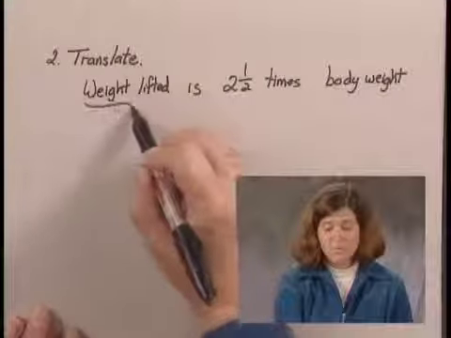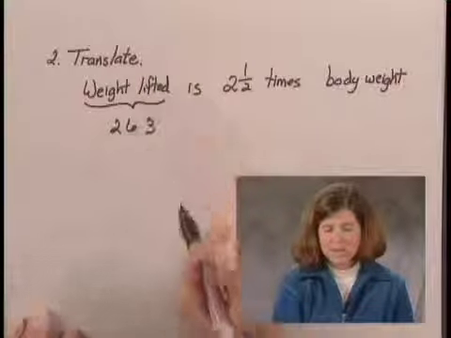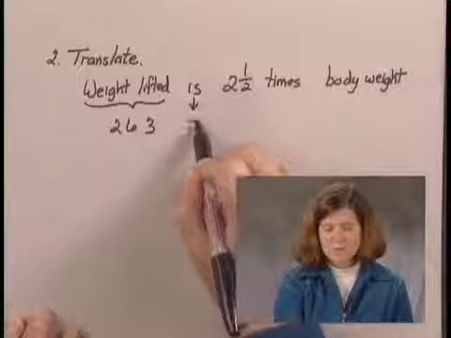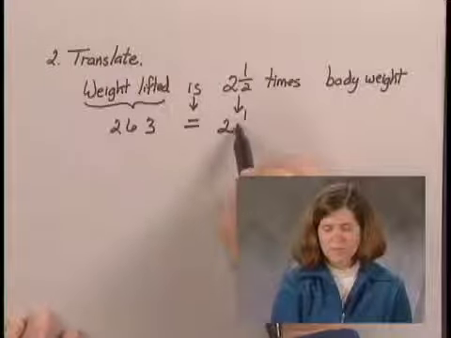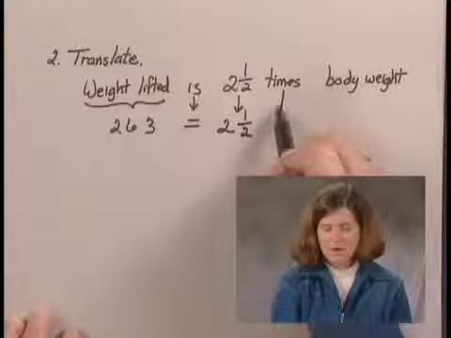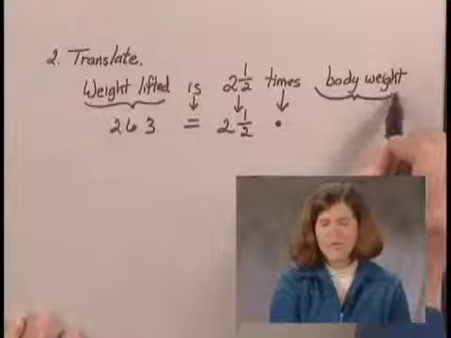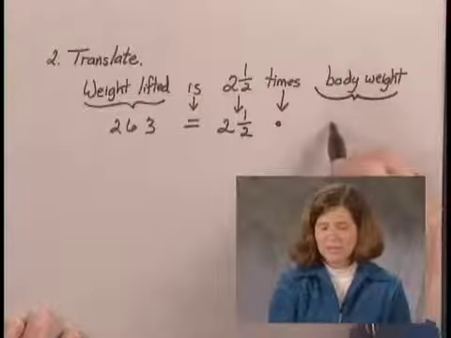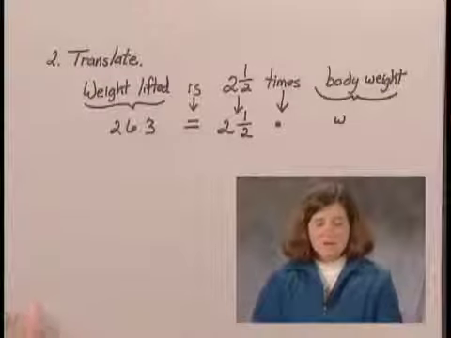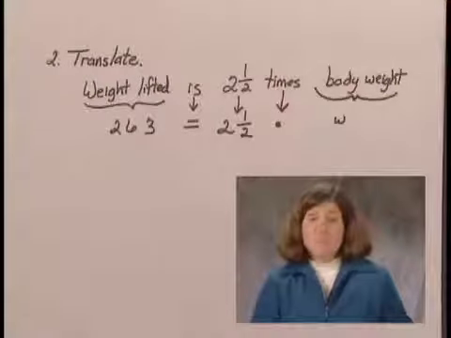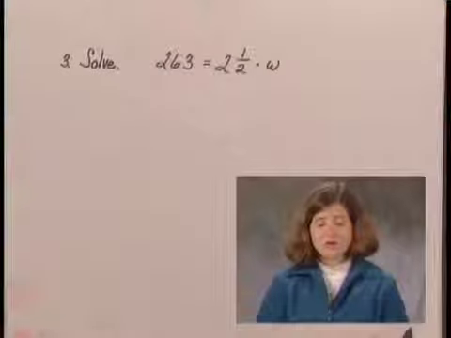The weight lifted was given as 263 kilograms. Is translates to equals 2.5, and just write 2.5, times, we write a multiplication sign, and for the body weight, which we don't know, we set that equal to W as our variable. So now we have an equation, and we can move to our third step in the problem-solving process, and that is to solve the equation.